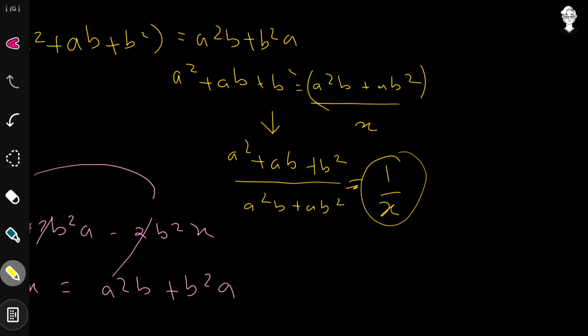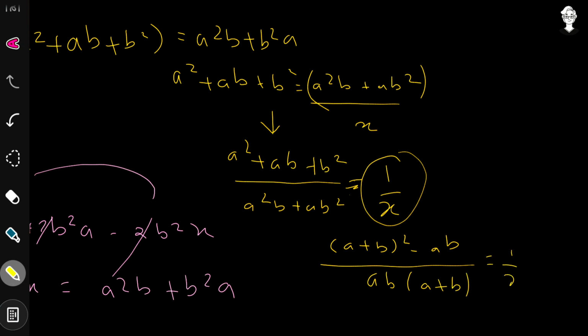So the numerator I can also write this way, a square plus 2ab plus b square minus ab. As you can see, this positive ab I have split as 2ab minus ab. Now a square plus 2ab plus b square can be written as a plus b the whole square. So the numerator will turn out to be a plus b the whole square minus ab, and in the denominator I can take ab common. So ab I have taken common, so inside the bracket a plus b, and this is equal to 1 upon x.